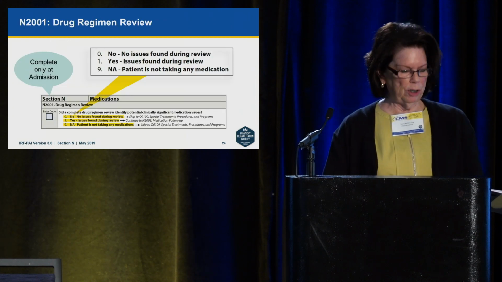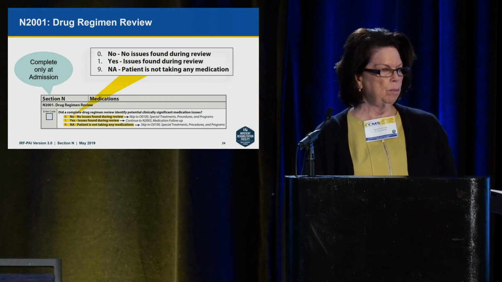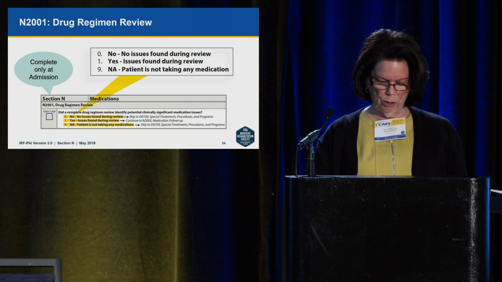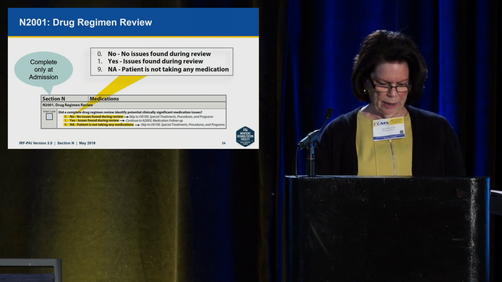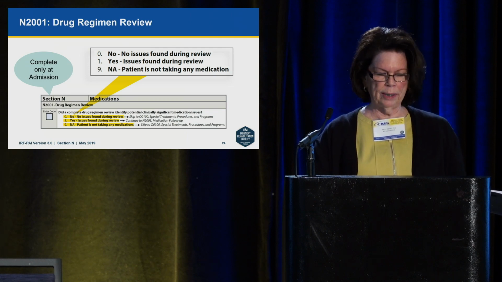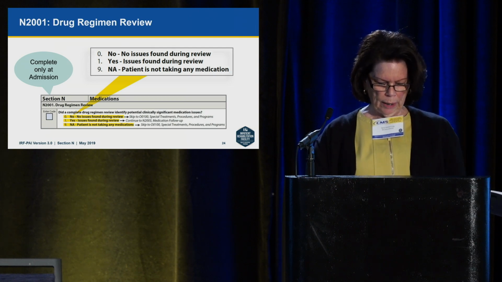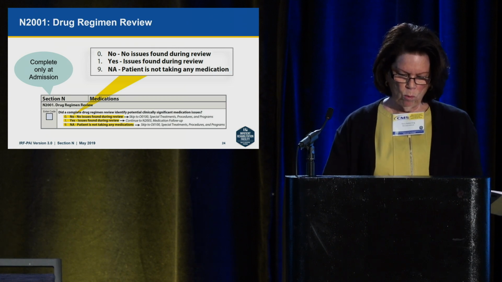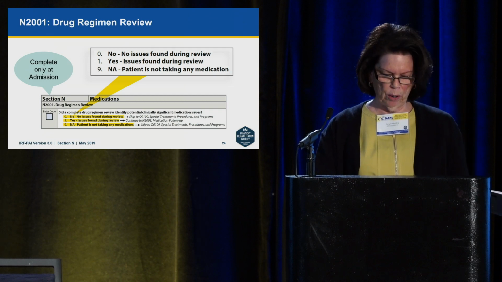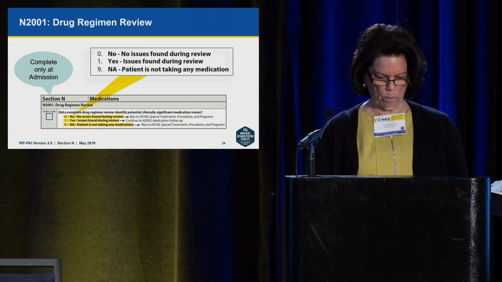Okay, now we'll turn to a description of the data element for the drug regimen review. As I previously just reviewed, there are two admission assessment data items to complete on the IRF-PAI. We've gone over what N2001 identifies, and this is what the assessment looks like on the IRF-PAI and the three choices that you have. So you have 0, no issues found during review, 1, yes, issues found during review, and 9, not applicable, patient is not taking any medications.